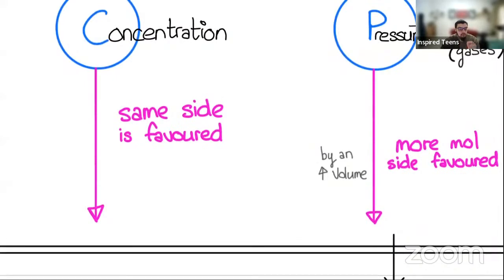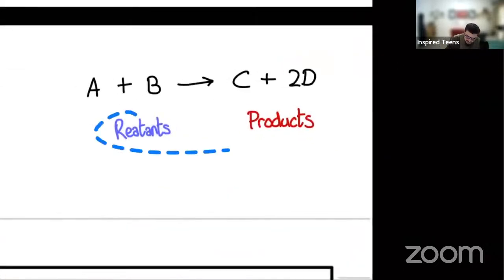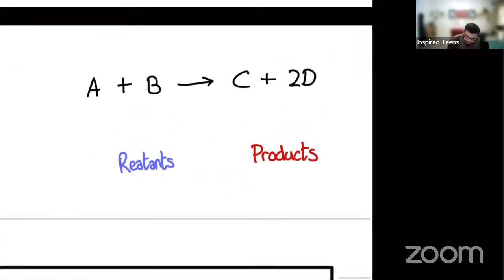Now we can discuss concentration decrease. Okay, when there's a decrease in concentration, the same side is favored. So when there's a decrease in concentration, for example, we decrease the concentration of B.